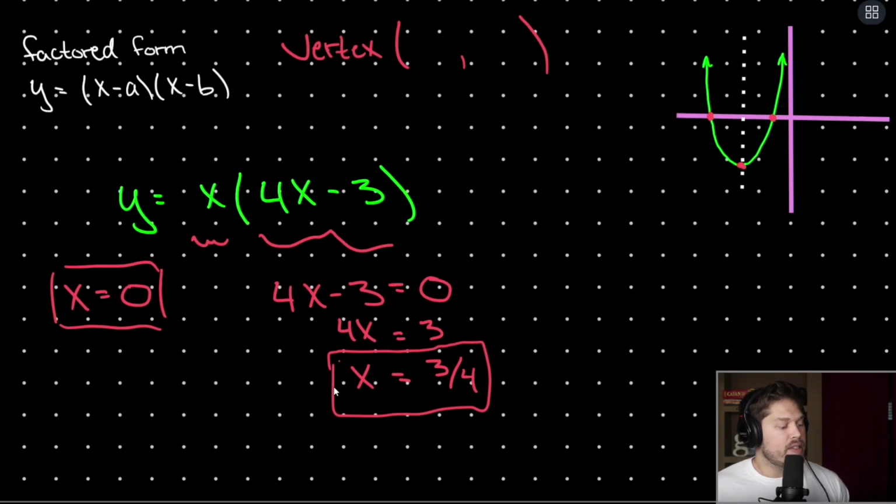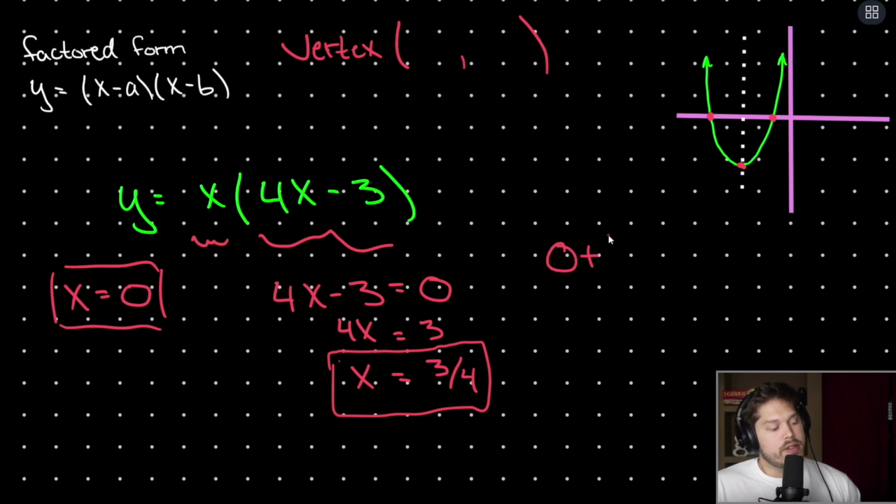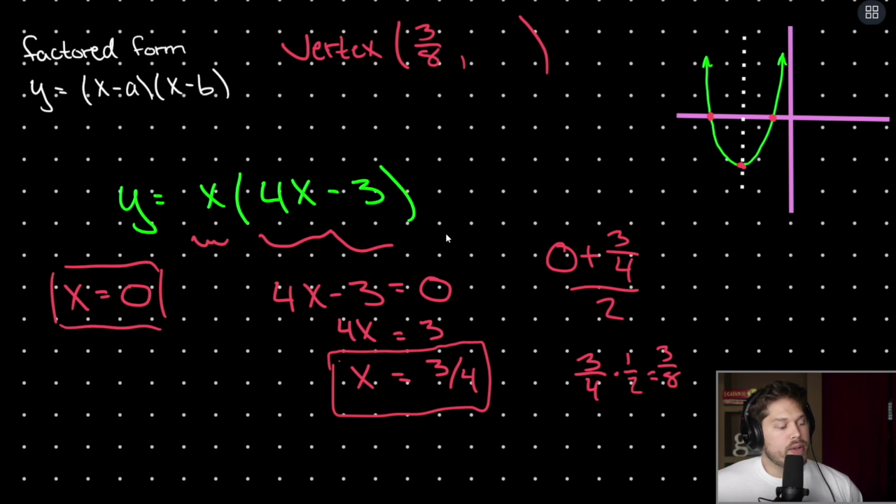Next, we simply find the average of these two. So what is the average of 3/4 and 0? Well, you just do 0 plus 3/4 divided by 2. This ends up just being 3/4 divided by 2, or times 1/2, which is, of course, 3/8. So the x-coordinate for our vertex is going to be 3/8.